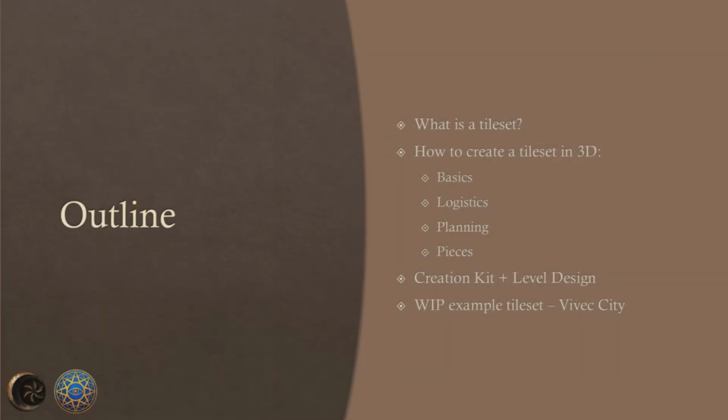In this presentation, I'll go over what a tile set is, just for anybody who doesn't know. I'll go over how to create one, so that's the bulk of the presentation. Some basics, some logistic things, planning, and then we'll break apart a tile set and talk about what pieces you're going to want to make. I'll talk about how the tile set is put into Creation Kit, not necessarily implementation, but how a tile set looks in the Creation Kit. We'll talk a little bit about level design, and then at the end I'll go over what I've been working on recently, which is the Vivec City tile set.